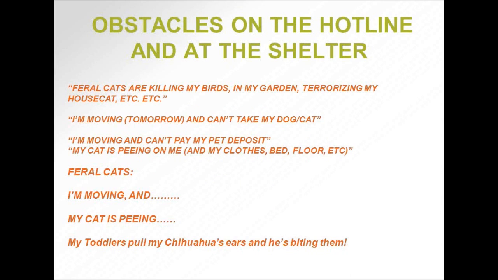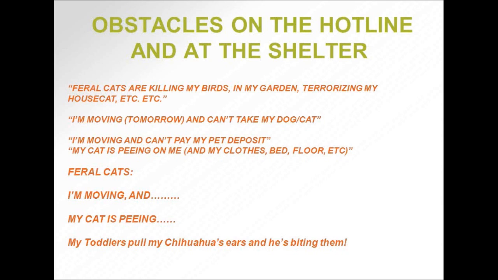Obstacles on the hotline and at the shelter. Here are just a few examples. Feral cats: "Feral cats are killing my birds in my garden, fighting with my house cat," etc. A lot of times I refer people to Alley Cat Allies. It's the best resource ever for educating people about feral cats. They have printer-friendly pages you can take to the shelter to hand out to people, and they completely dispel all the myths about feral cats and address all the problems mentioned above.